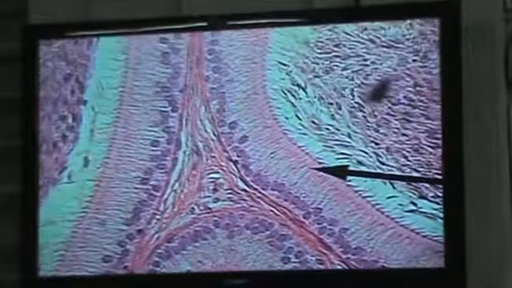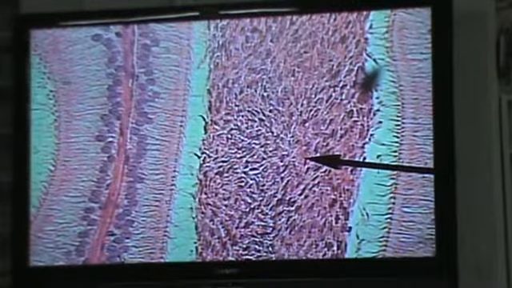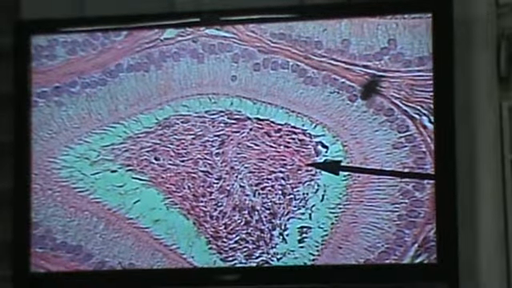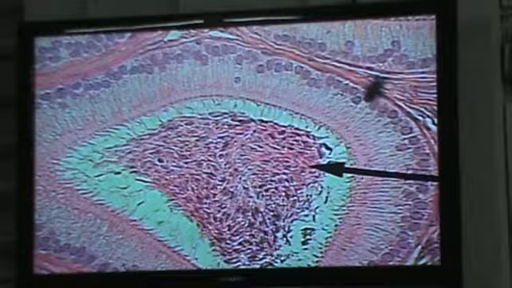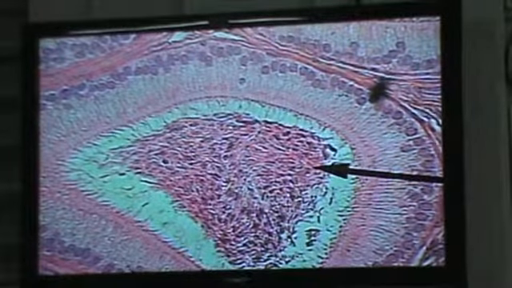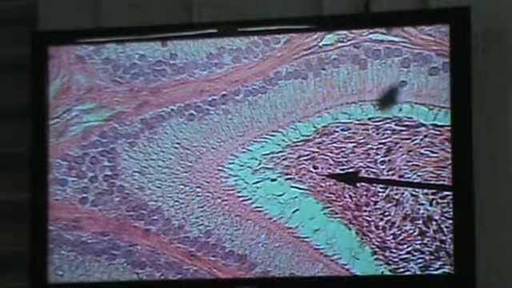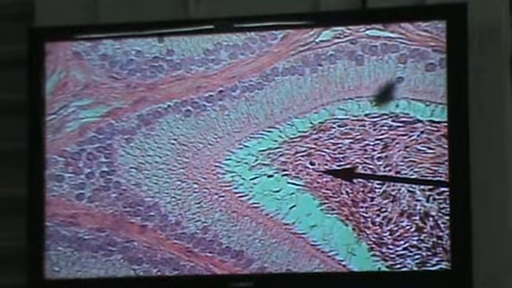So there you can see the pseudostratified columnar epithelium with the stereocilia, beautiful. And there is a mat of spermatozoa. There are millions and millions of spermatozoa. The stereocilia are beautiful in this slide right here. Very, very nice. This is a beautiful example of the duct of the epididymis.